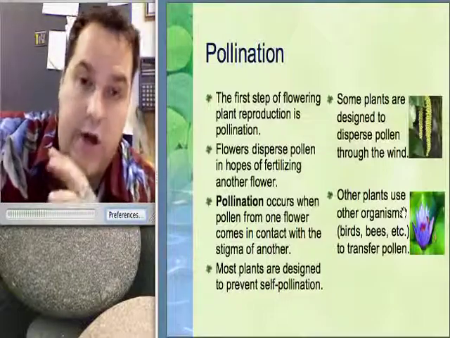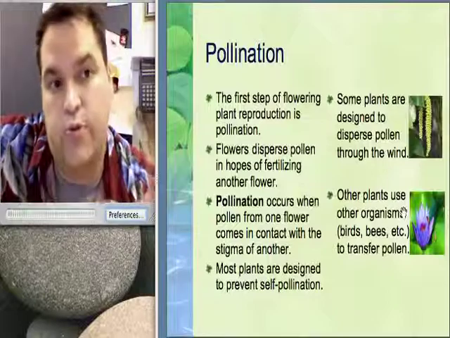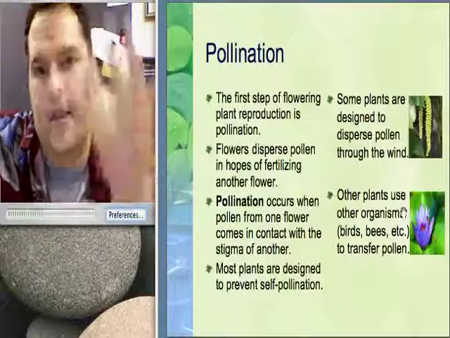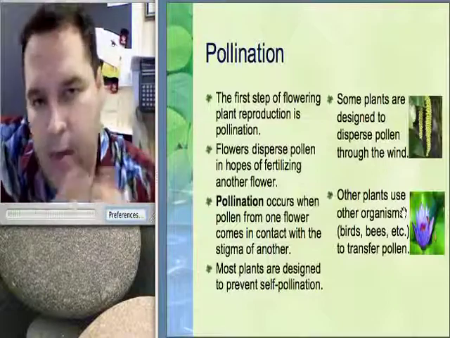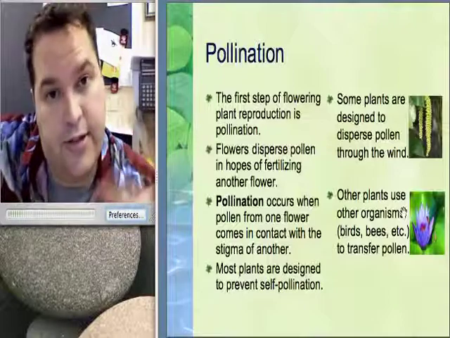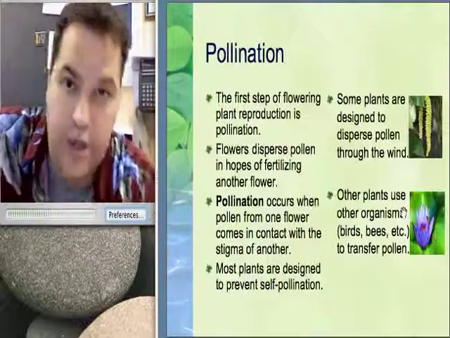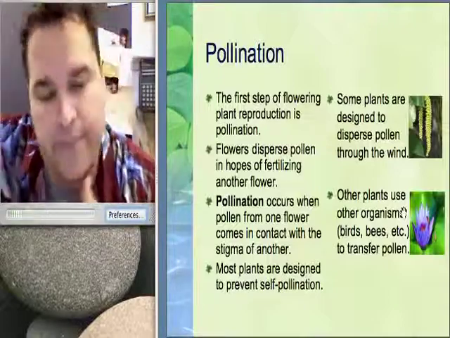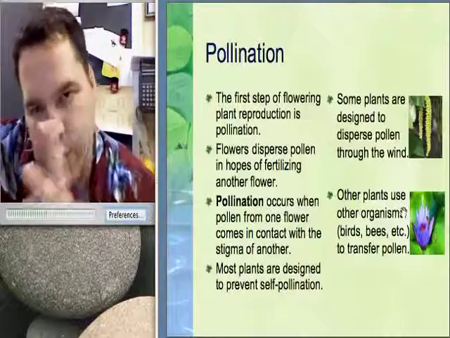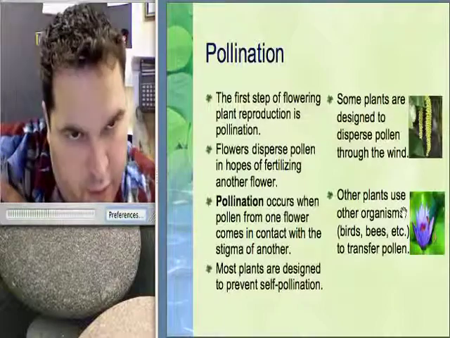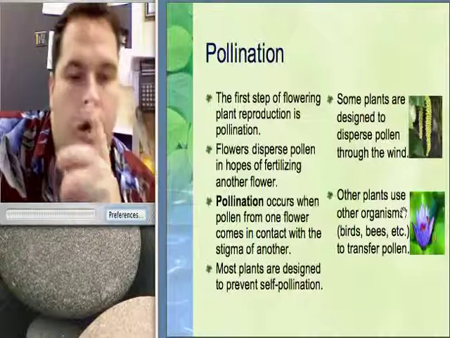And most plants are designed to prevent self-pollination, which would be pollen from my plant landing on my stigma, and that would be bad because then we don't have genetic diversity and things changing, and we learned earlier in the year that genetic diversity is the key to survival. But how does pollen get from one anther of one flower to the stigma of another? Well, there are a couple of ways.